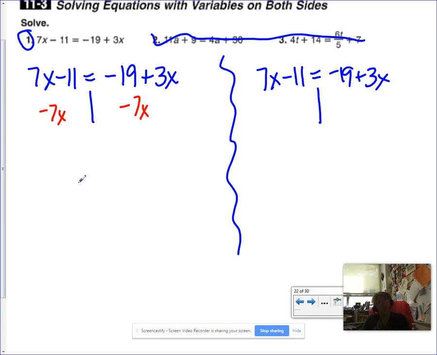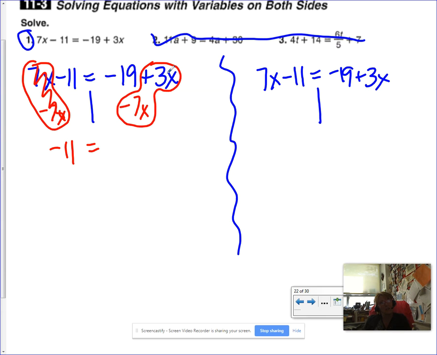And the reason I'm going to subtract it is because this will wipe out and go to 0. That means I'm just left with negative 11. On this side, if I subtract 7x, I combine those two terms together and I get negative 4x. Don't forget about this one. Now, everything's negative here, but fear not. You have your variable here, and it's only on the right-hand side of the equation.